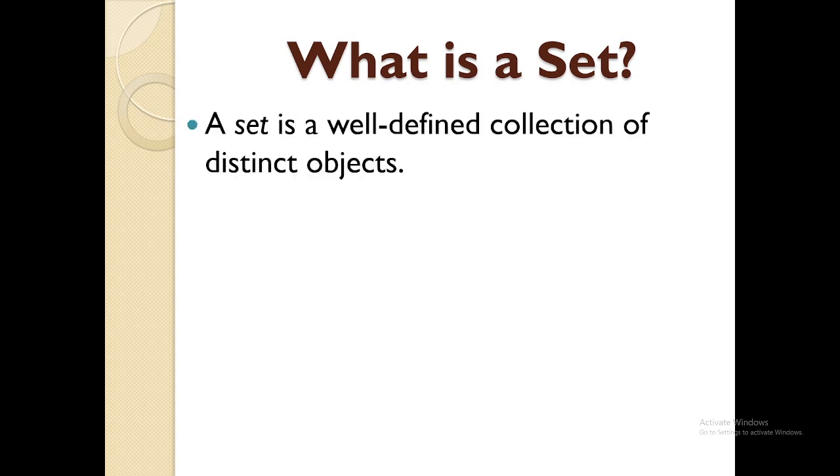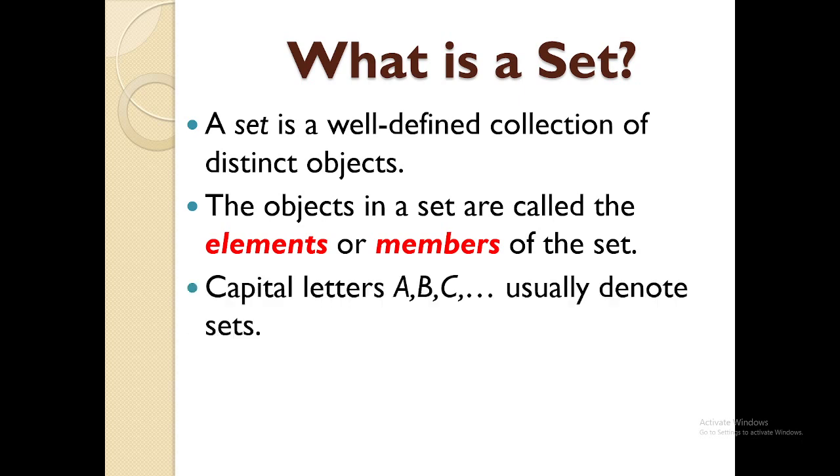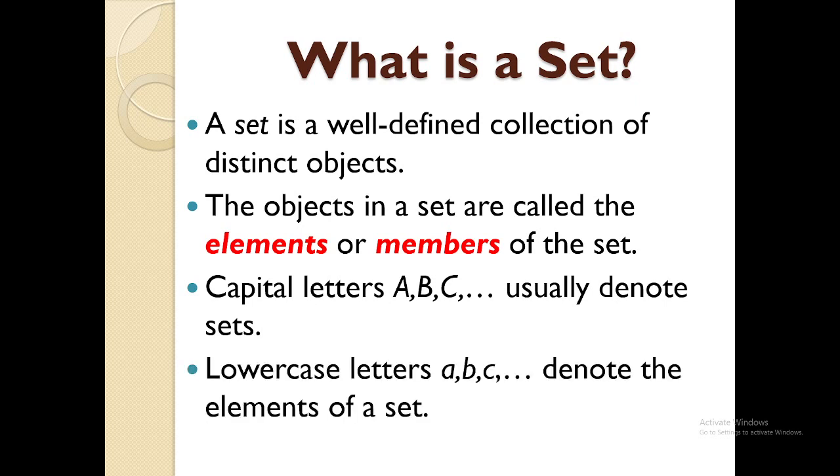So here's the definition. A set is a well-defined collection of distinct objects. The objects in a set are called the elements or the members of the set. And we use capital letters when we denote sets. So when I name a set, I make use of capital letters. And the small letters denote the elements of a set. Lowercase letters denote the elements of a set, or probably any word or any number. Okay? Now, let's continue.